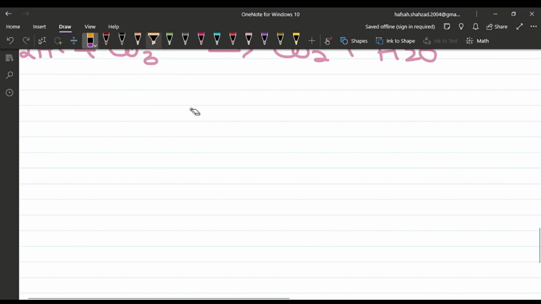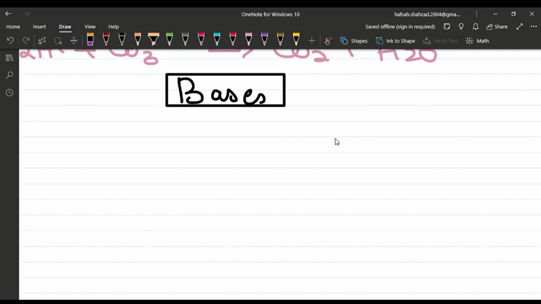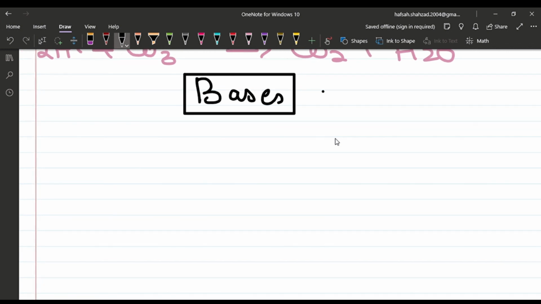Bases are proton acceptors. Like acids were proton donors, bases are proton acceptors. What a proton acceptor means is that they take up H positive ions. Before diving in, let's first state what the definition is. The definition of a base is any substance that basically includes all metal oxides and metal hydroxides.